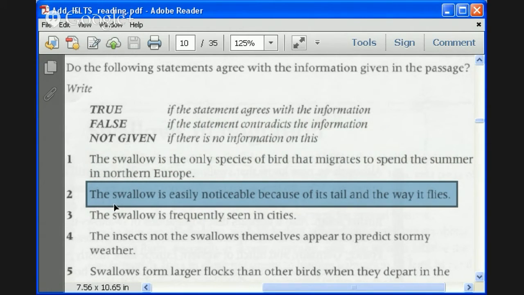True. Okay. The swallow is easily noticeable because of its tail and the way it flies. Yes, the second paragraph says so about its fork-tail and some acrobatics the swallow makes. Excellent, and nice strategy. You made sure that you know exactly where the information is and what it says, even though you think you know the answers. This is a very easy mistake to make. You did perfectly. That's exactly what I would like to hear and what I would advise everyone to do.